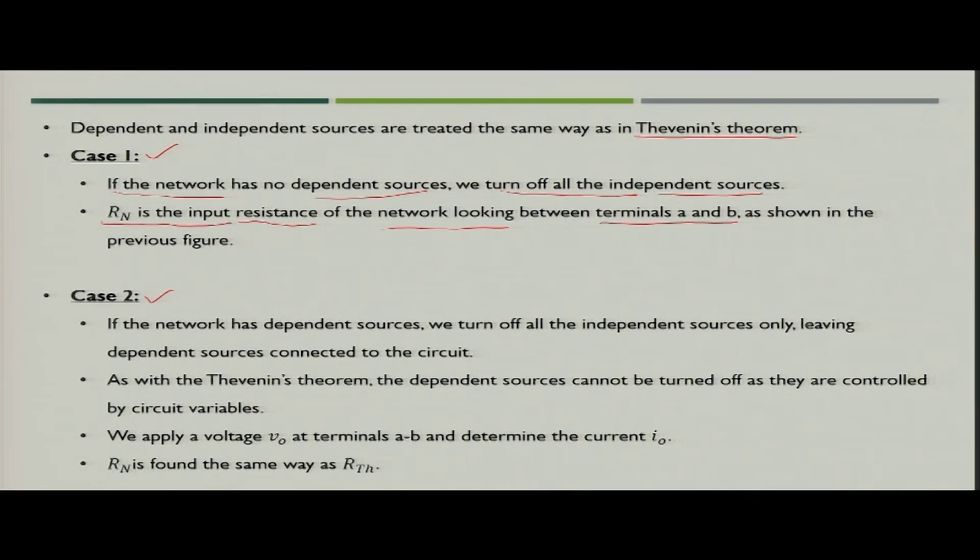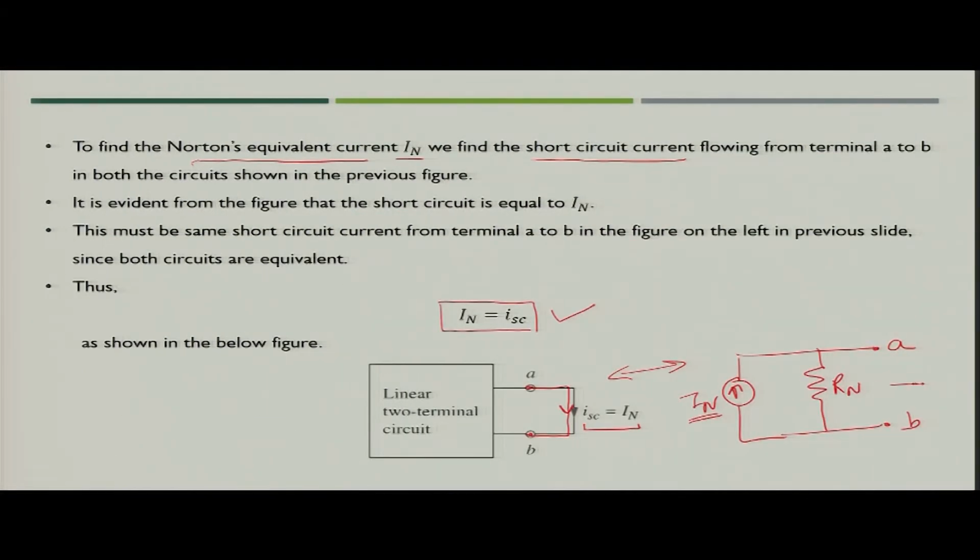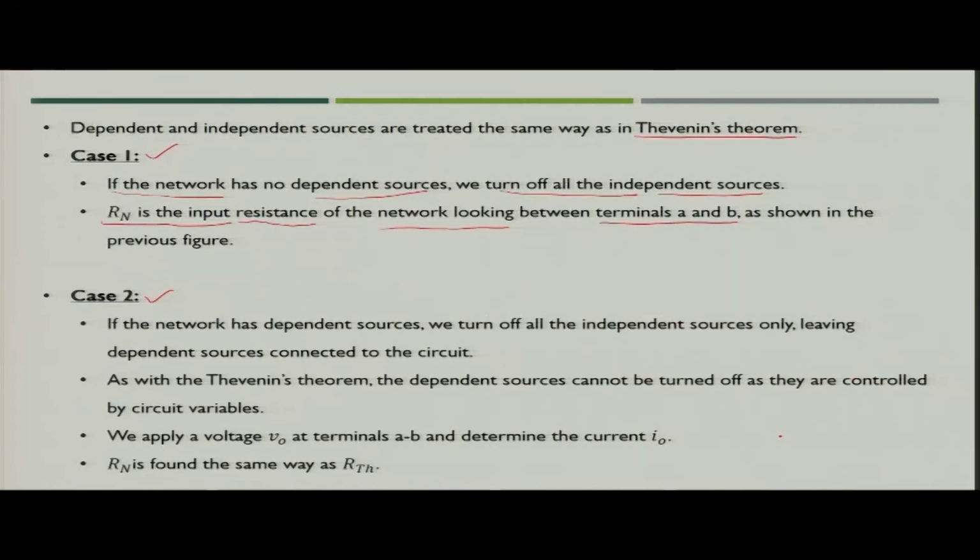That is what we saw in the previous figure. If you look from the side A B, the input resistance would be nothing but Norton's resistance. So, you will get Rn as an input resistance between terminals A and B. The second case is when the network has dependent sources. What do we have to do? We can only turn off the independent sources connected to the network, while leaving dependent sources connected to the circuit.